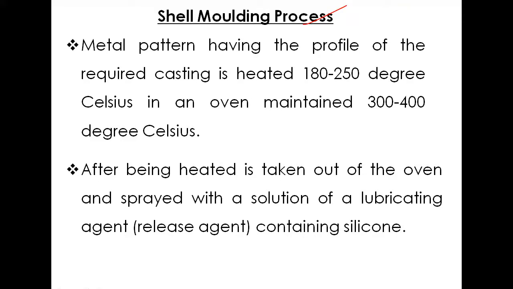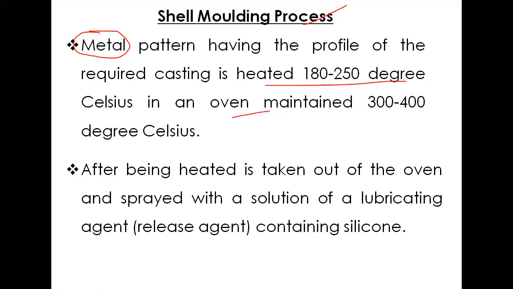A metal pattern having the profile of the required casting is heated to 180 to 250 degrees Celsius in an oven and maintained at 300 to 400 degrees Celsius. Whatever component we need, the particular shape has to be prepared in metal with the support of machining. So initially the metal pattern having the profile has to be prepared, then it is heated and maintained at some temperature in the oven.